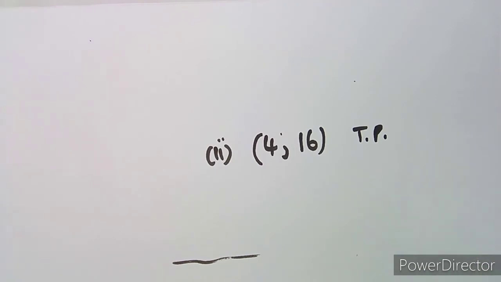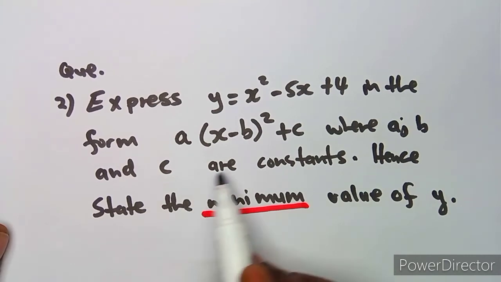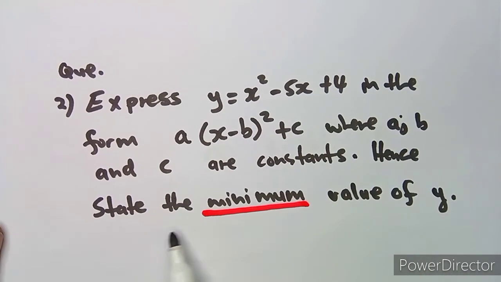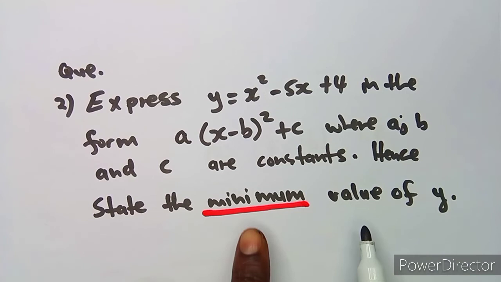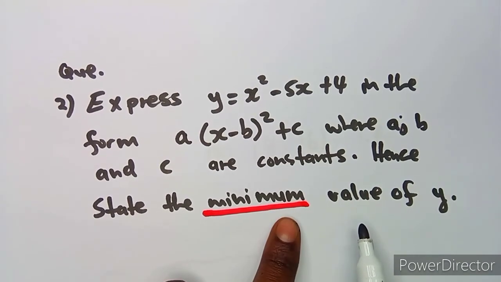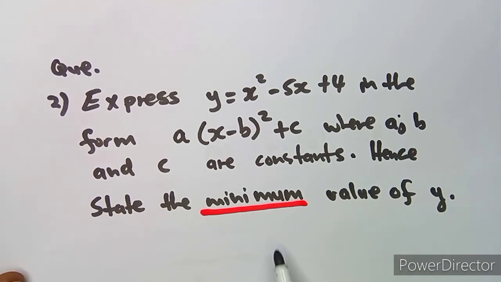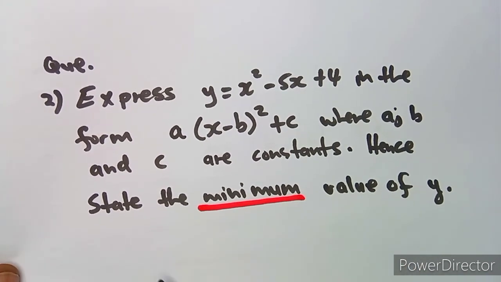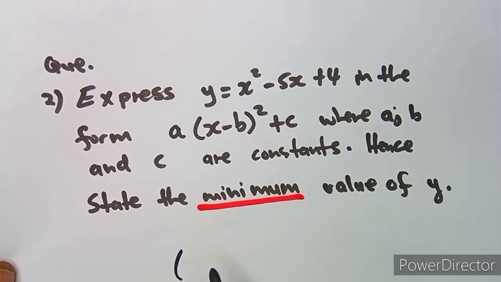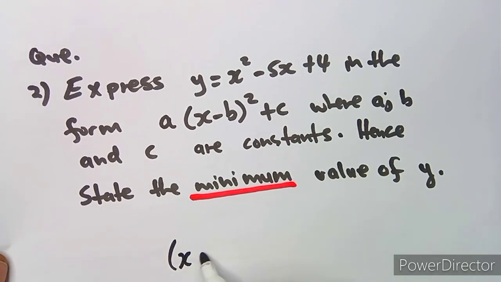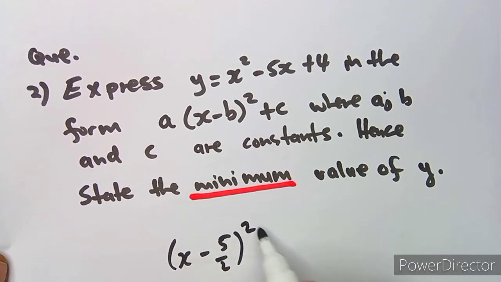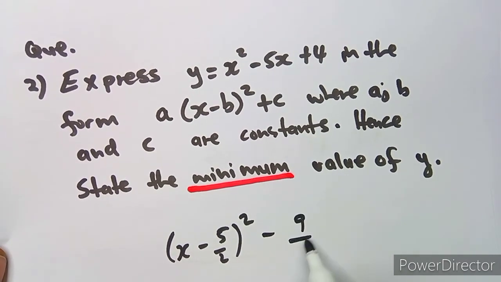All right, so I think that's it, guys. That's what you're supposed to know. And they can ask these questions in different ways. As you can see, this one, express this in the format, then hence state the minimum value of y. When you're asked to state the minimum value of y, you're saying after this, I want you to complete this one, I want you to try this one. You're going to complete your square, then you're going to obtain something like this: x minus 5 over 2 squared, minus 9 over 4.